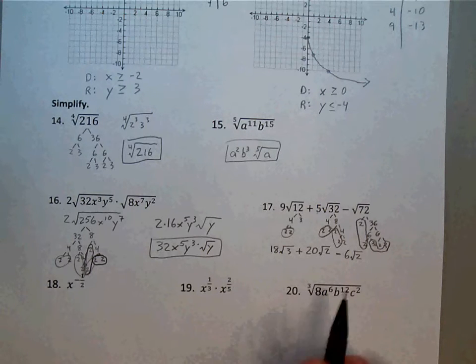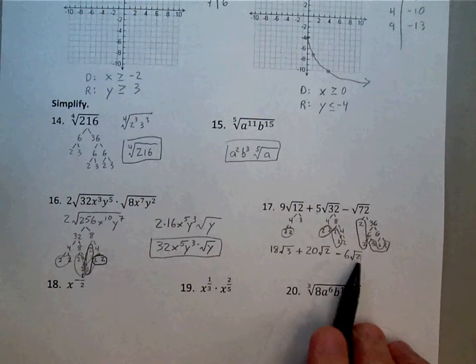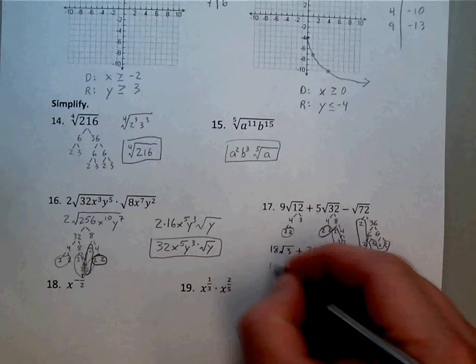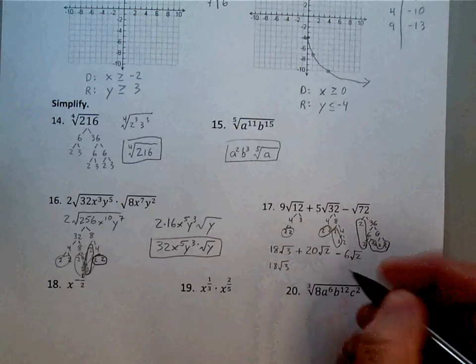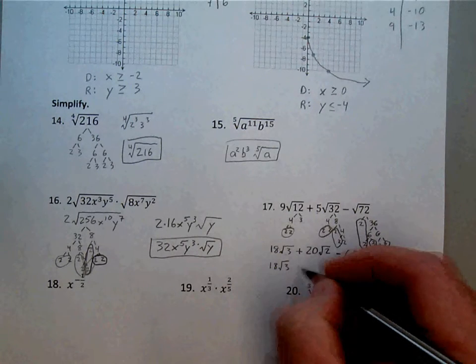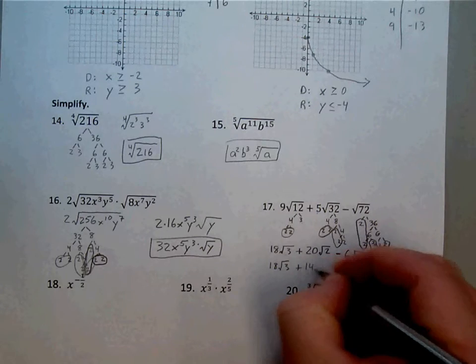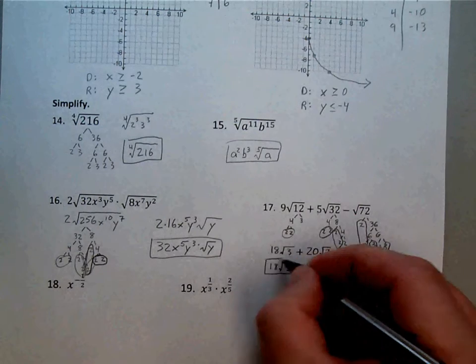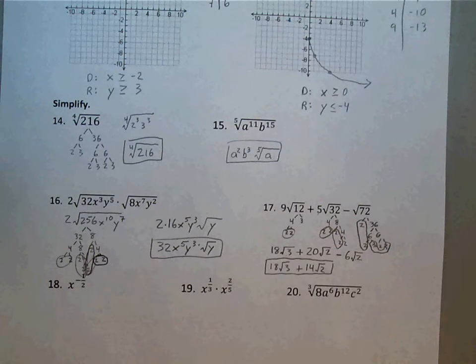Now, can I combine like terms? Well, I can. There are 2 square roots of 2. The square root of 3 doesn't combine with them, so I still have 18 square root of 3. But then 20 square root of 2 minus 6 square root of 2, 20 minus 6 is 14, so it's 14 square roots of 2. So 18 square roots of 3 plus 14 square roots of 2 is our answer.